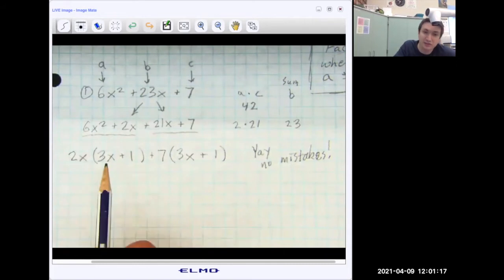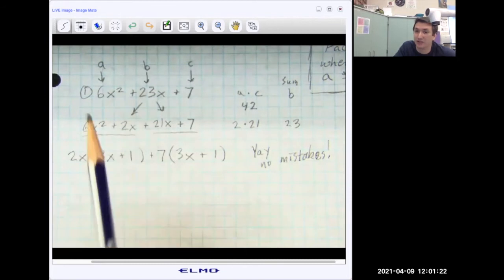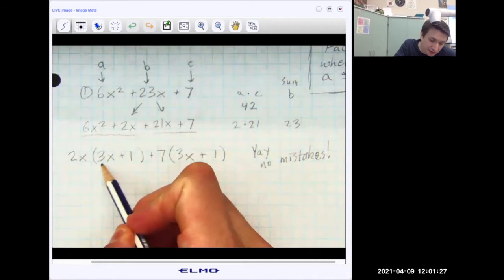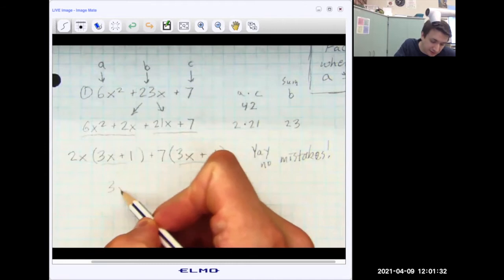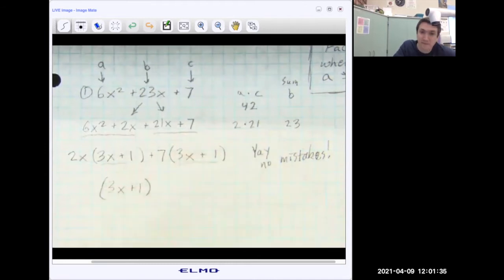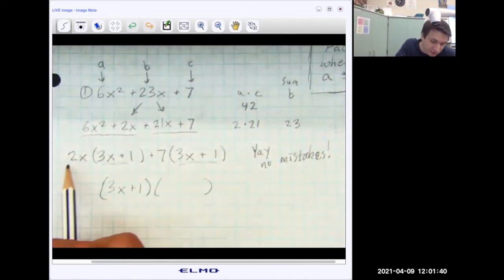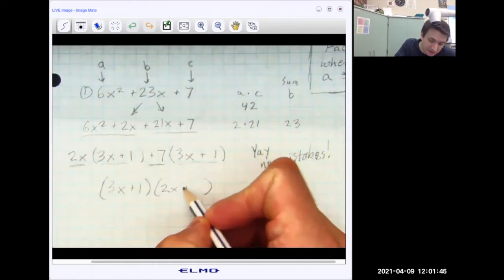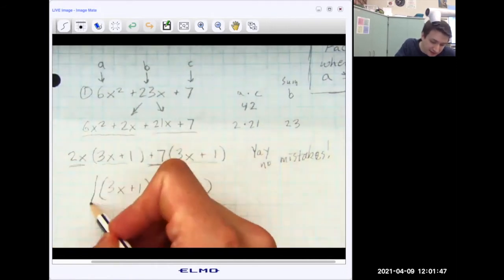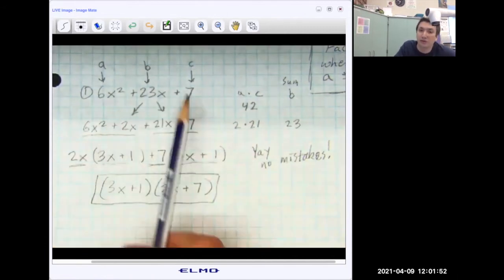What I'm trying to do is create the multiplication. I'm trying to factor this into the multiplication, right? Into what was used to make it. And so I know they used a 3x plus 1. And so even though it's there twice, I'm only going to write it once, like this. And then in my other binomial, I'm going to take the term over here and the term here. I'm going to put them together. So I get 2x plus 7. This is my answer. If you multiply those, you get to what we started with.